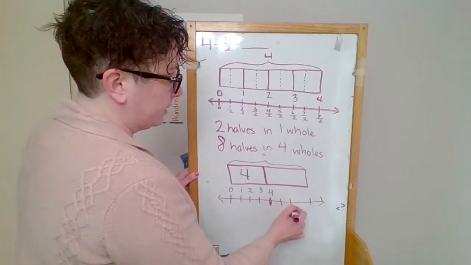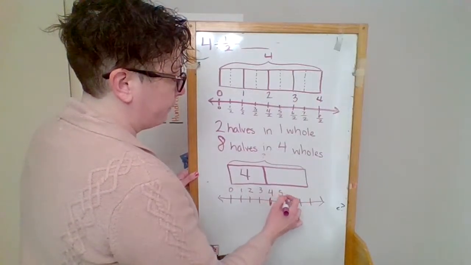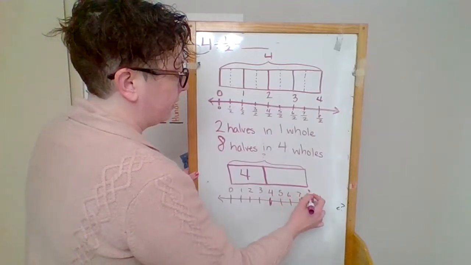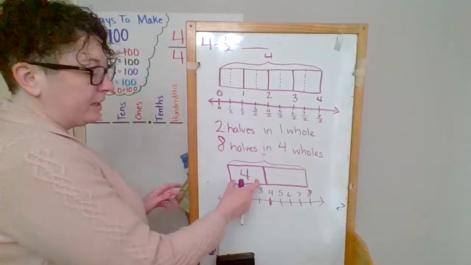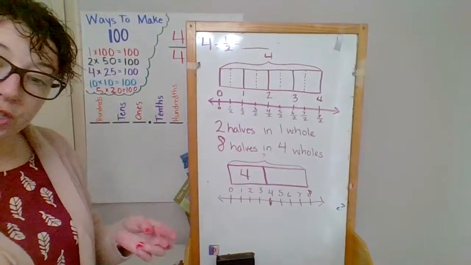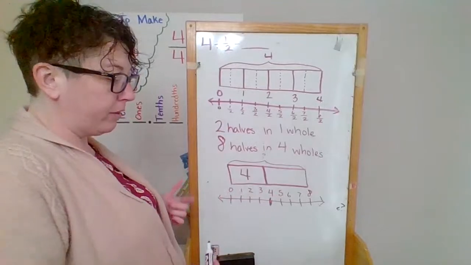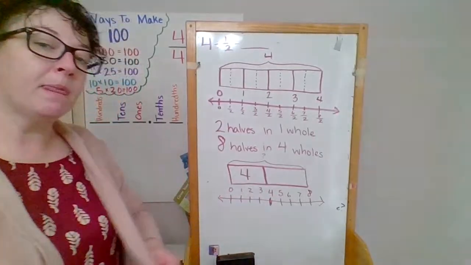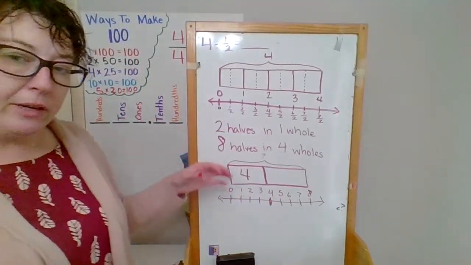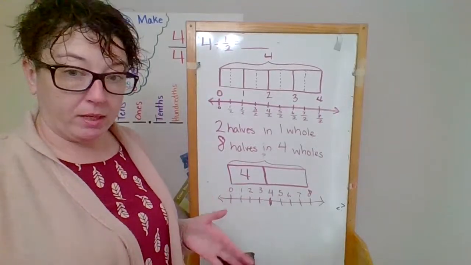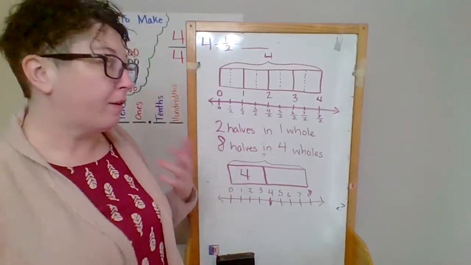So 5, 6, 7, 8. So basically what I did was I multiplied that 4 times 2 to get 8. So if 4 is half of something, the whole thing is worth 8. So these diagrams are showing you what happens when you divide a whole number by a fraction.